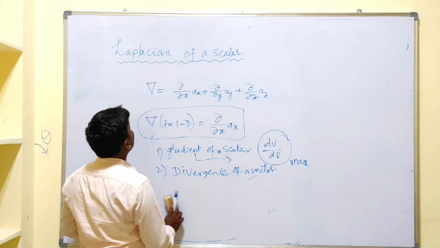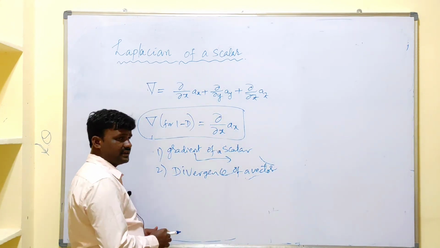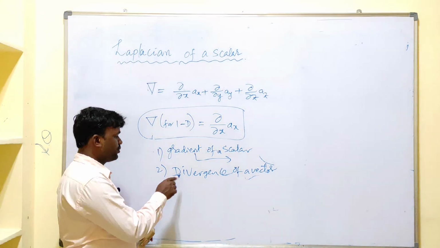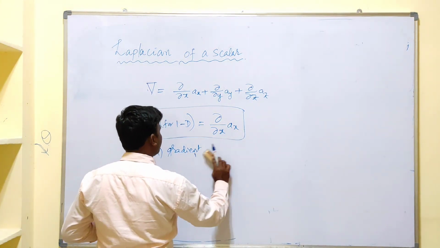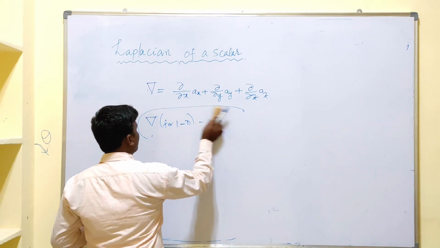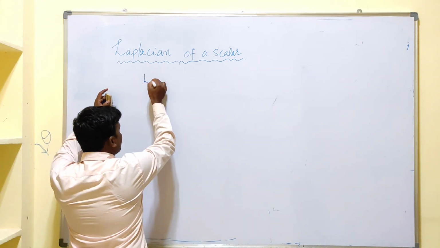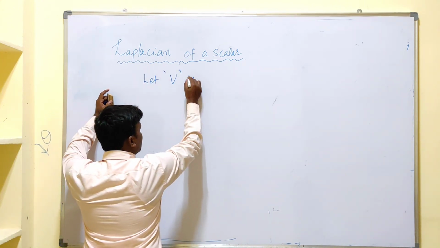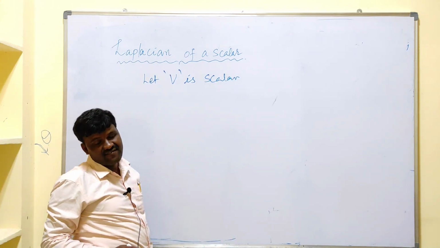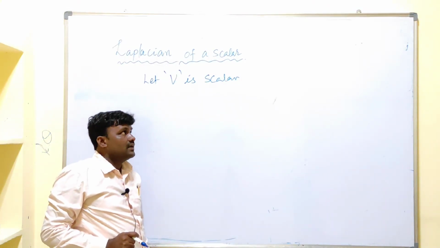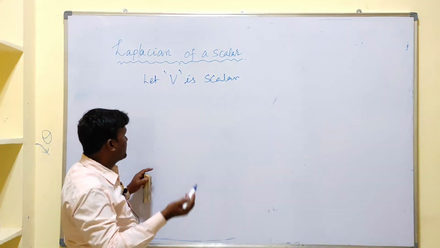Now, the Laplacian operator is nothing but a composite of divergence and gradient. Of course, divergence can be operated on a vector, and gradient can be operated on a scalar. Let V be a scalar function. In that case, the Laplacian operator is defined as a composite of divergence and gradient.